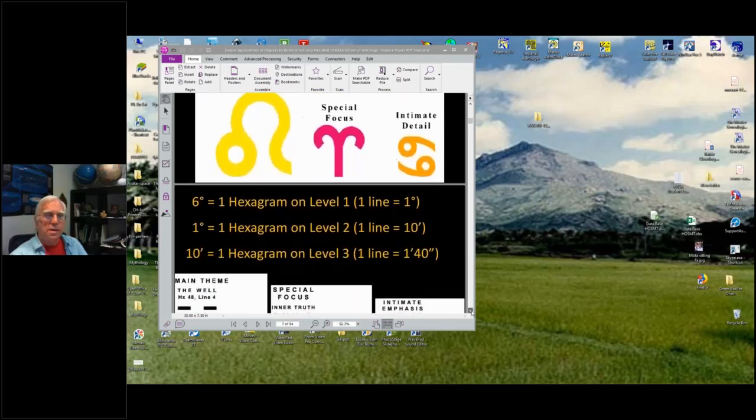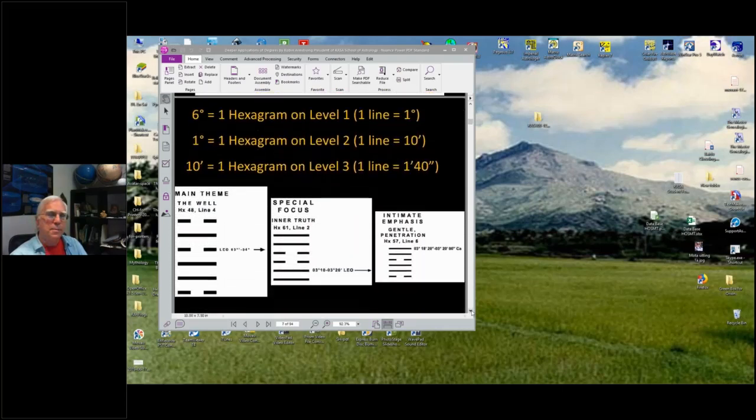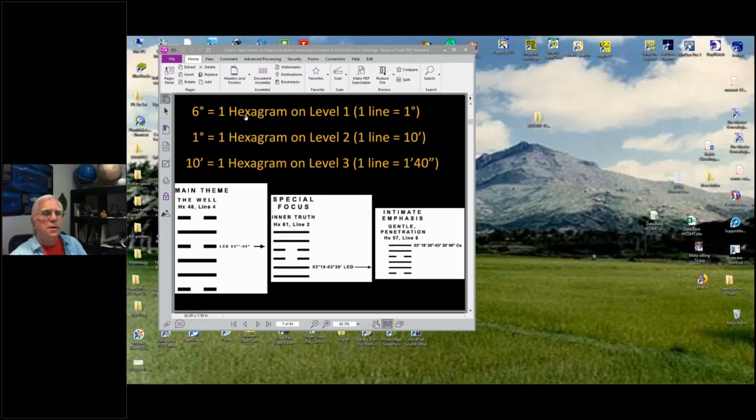When we take this to the I Ching, 6 degrees is 1 hexagram on level 1. One line equals 1 degree, 6 degrees instead of 5. 1 degree is 1 hexagram on the 2nd level, and one line of the Pentan level is just 10 minutes of a degree. On the third, smallest level of sub-Pentans, 10 minutes of a degree is one hexagram, and each line of a hexagram is just 1 minute and 40 seconds of a degree.